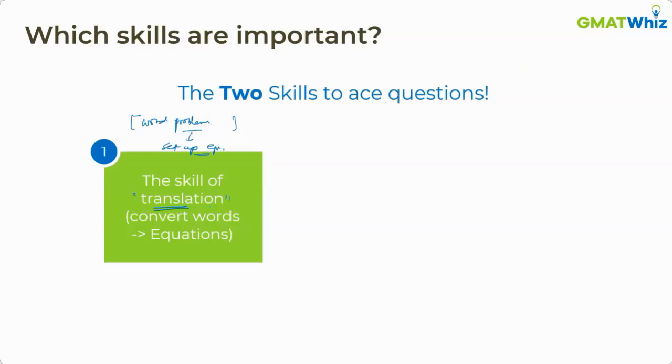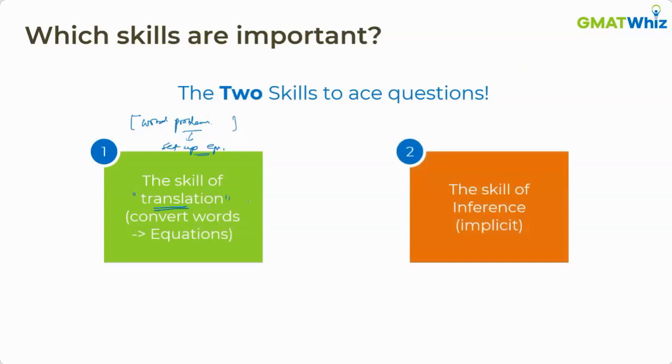The other skill which is important in most of the difficult questions is the skill of inference. You should be able to read a question and understand that a lot of information will be given indirectly. You'll have to read and then understand the meaning of it. A simple example could be like this.